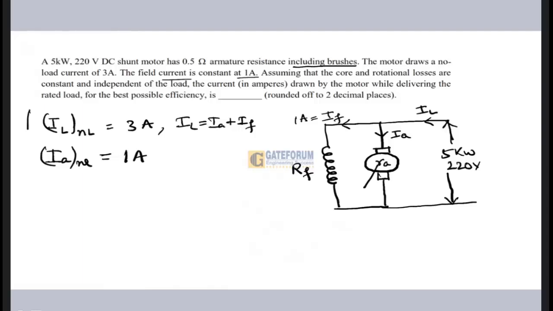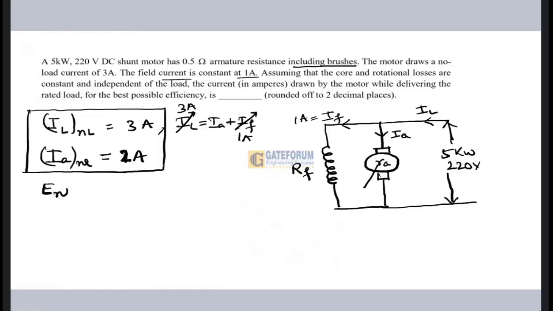Remember that whenever you apply load and change your load, the line current IL and the armature current IA will change. So IA no load is coming as 2 ampere, because this was 1 ampere and this was 3 ampere.